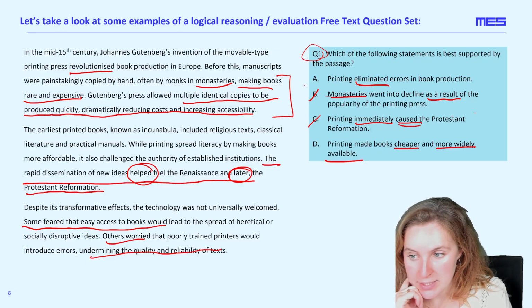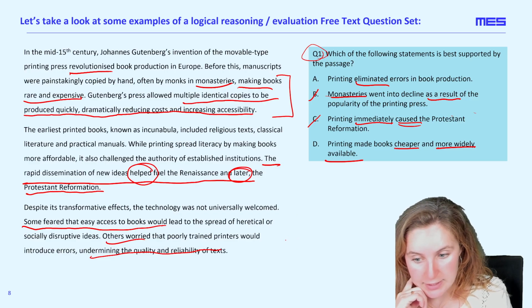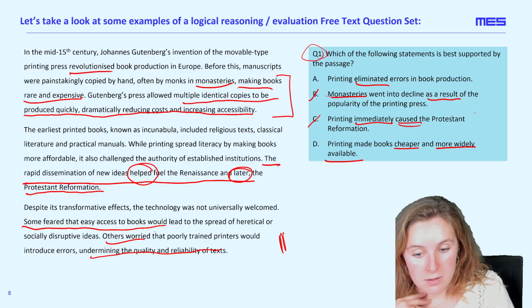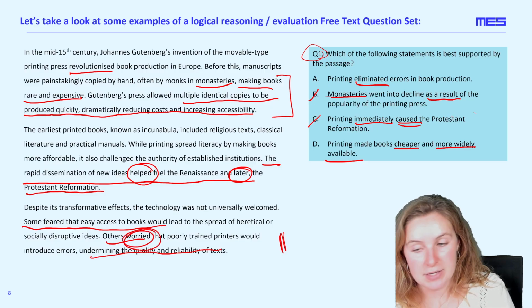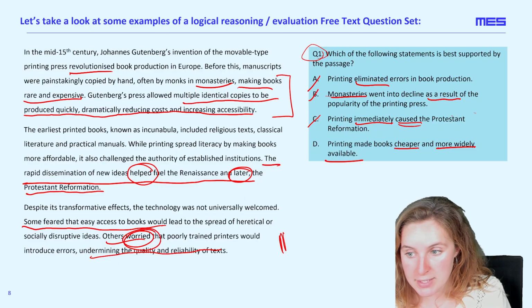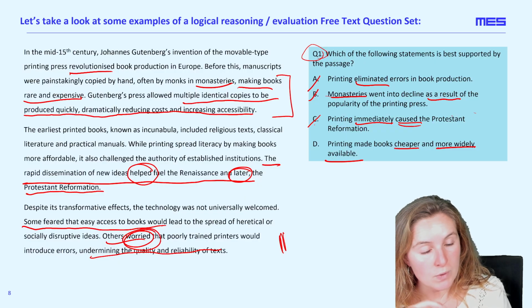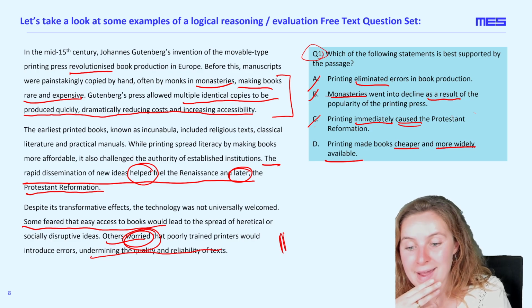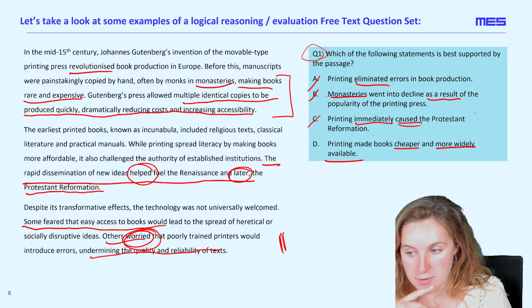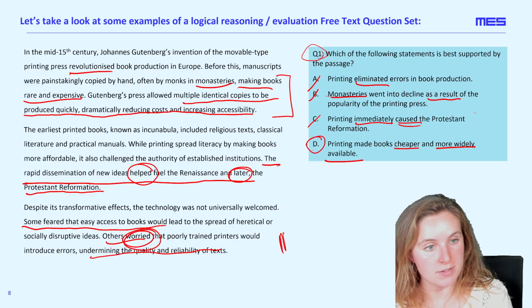Same with printing eliminated errors in book production. We can see here the idea of errors here that are worries, but not necessarily facts. So we cannot say that printing eliminated errors. We know that people worried about the errors in the printed books, so that is also not our answer, leaving us with answer D.